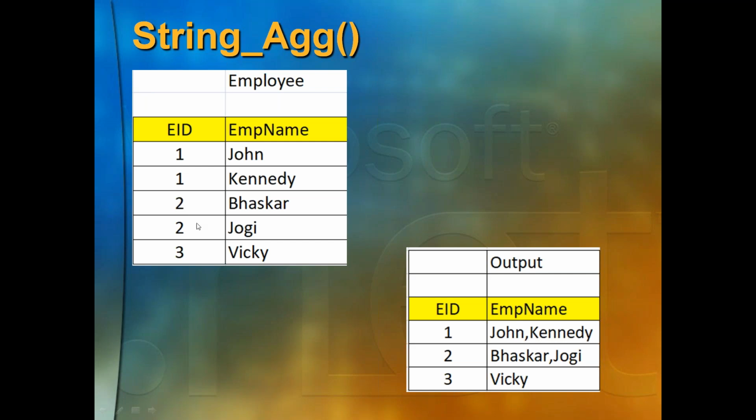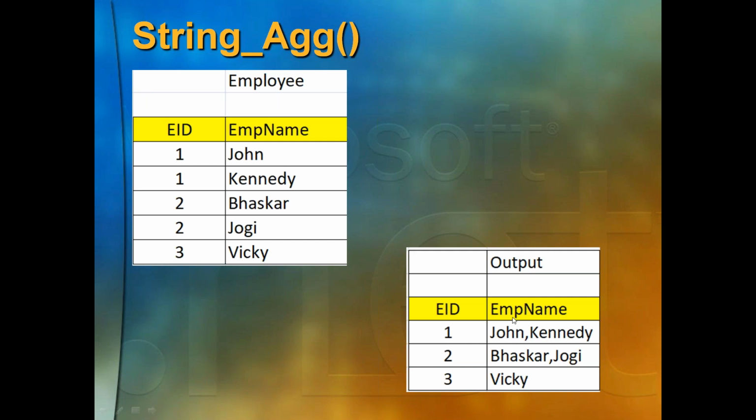If the employee number is the same for Bhaskar and Jogi, then I don't want to display two records. I wanted to concatenate two rows. Clear? So I would like to concatenate two rows, Bhaskar, comma Jogi. For Wiki there is no second row, so I should be able to get the single row like this. So this is my data, and now I wanted to have it like this.